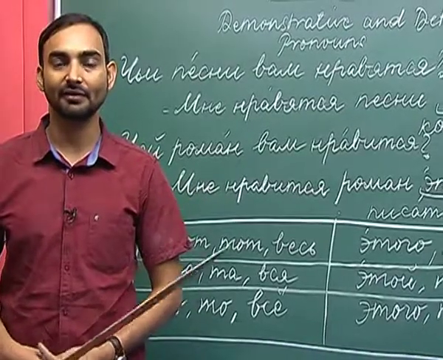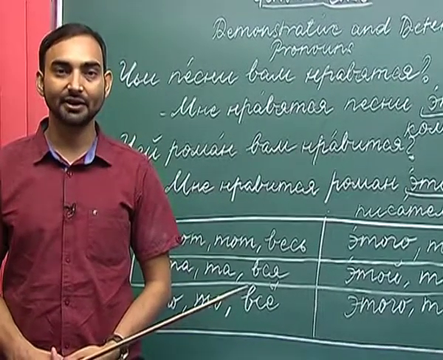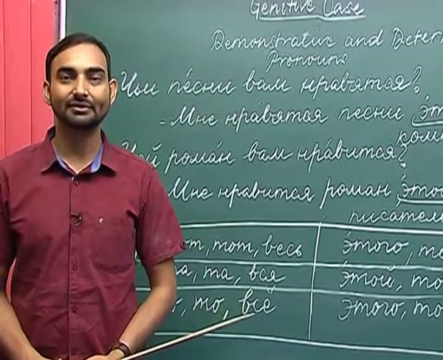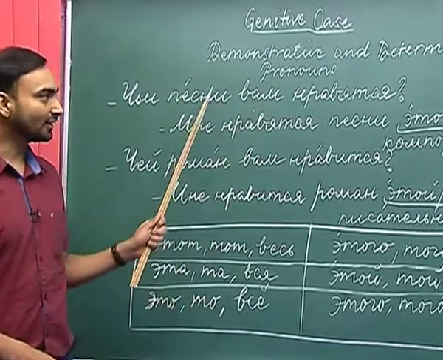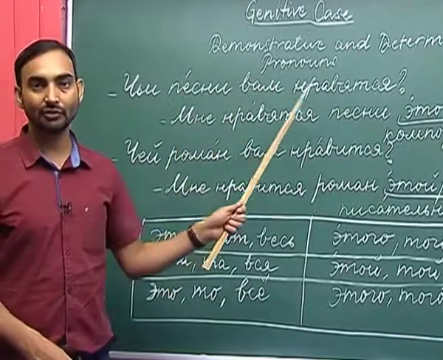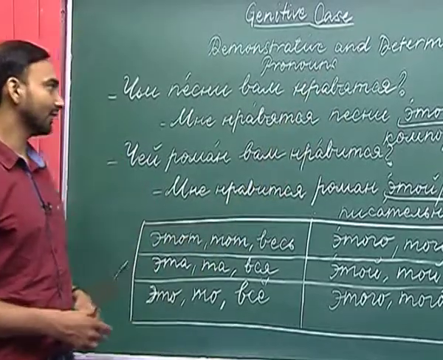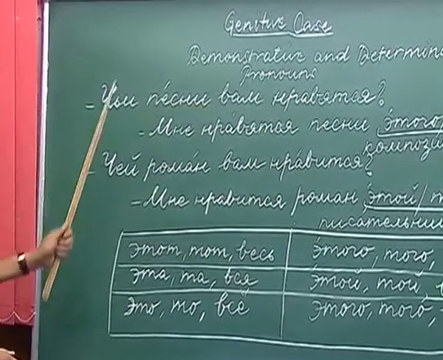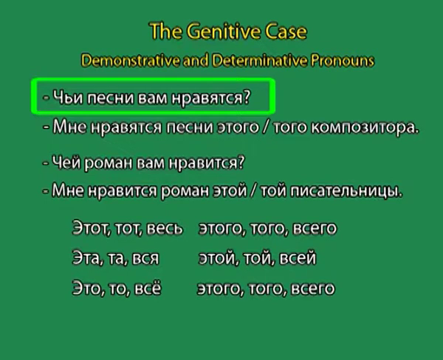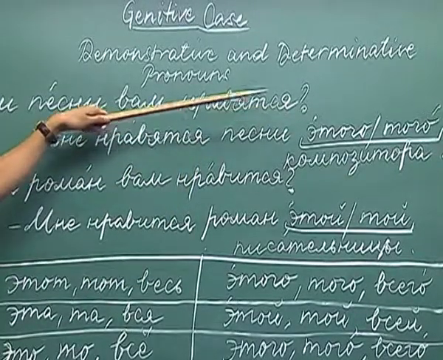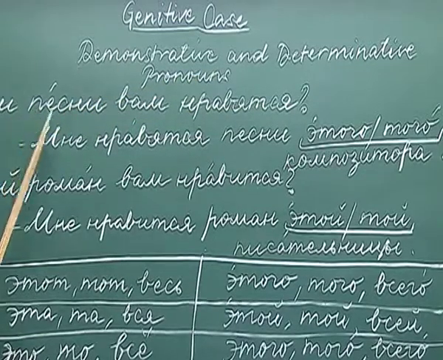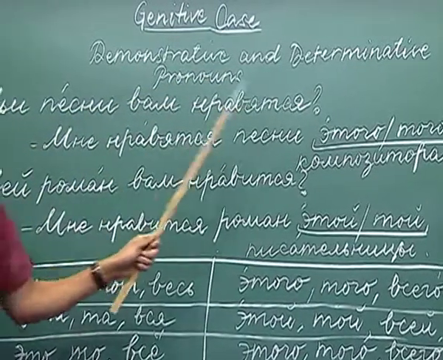So what happens when demonstrative and determinative pronouns are used in the genitive case? Again we will look at the changes through their use in sentences. For example, I have written some questions here. Чьи песни вам нравятся? Whose songs do you like? Here, нравятся denotes the noun in plural, that is why песни.